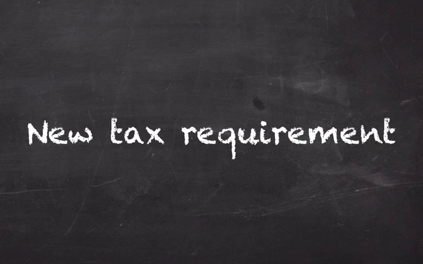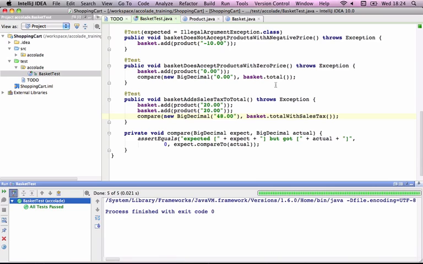So for handling sales tax in our basket, we've created a fairly naive implementation that will only deal with 20% sales tax. Now, say the customer decides that they want to sell abroad, to different countries that have different sales taxes. So now they're asking that they can apply a variable sales tax to the basket.